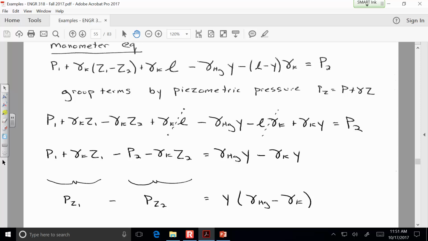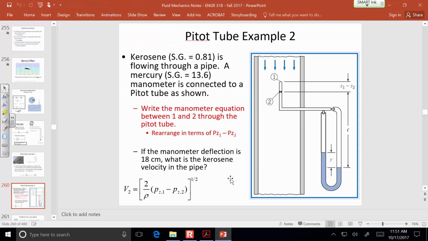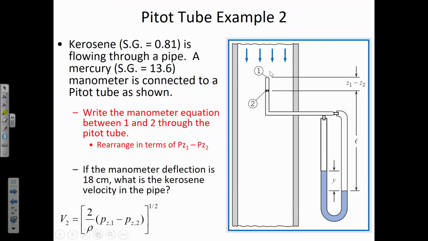And that's important because in this tube of kerosene between 1 and 2, the pressure is of course going to be different between 1 and 2, partly because of the hydrostatic equation. 2 is lower down in the fluid, and so the pressure change is partly due to that. Well, this manometer is measuring not just the change in pressure, but the change in piezometric pressure. So it's keeping track of the elevation, and so it's measuring the change in pressure relative to the elevation difference.